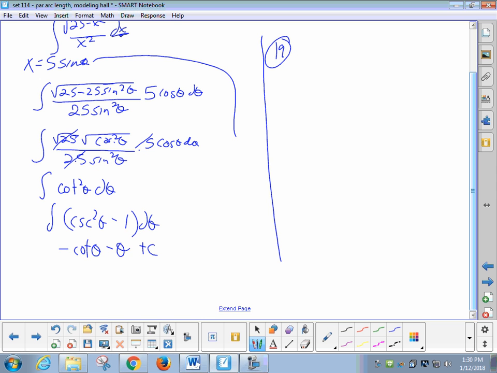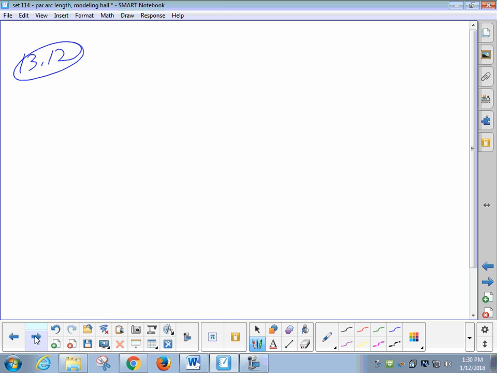Wait, 19 starts a lesson. 19 is the lesson of the... is that the secant cube? Yeah. You can skip that one. Oh. Okay, the results of secant cube, which we had done. Okay, so 12 now, yeah?